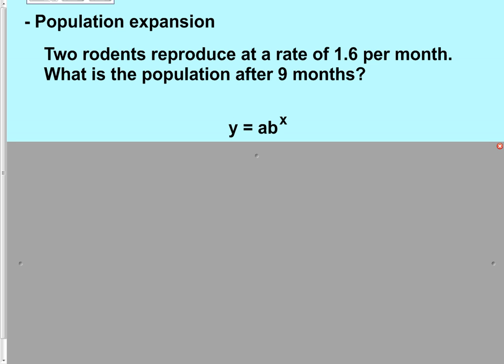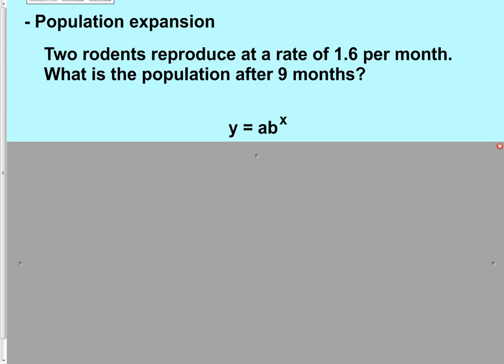B represents the rate of decay or growth. Now this time we are looking at growth, so we should expect a number larger than 1. As it turns out, the problem does hand us this value, 1.6. So our base will be 1.6.